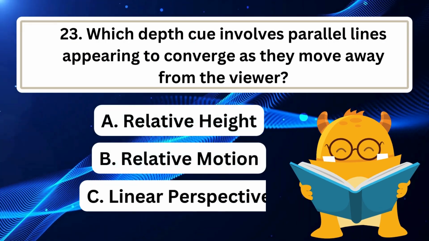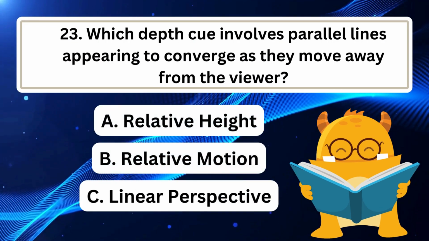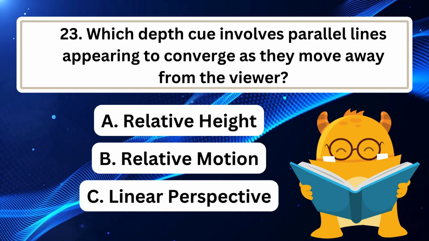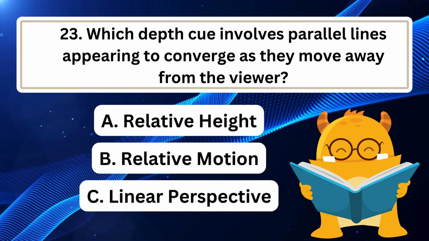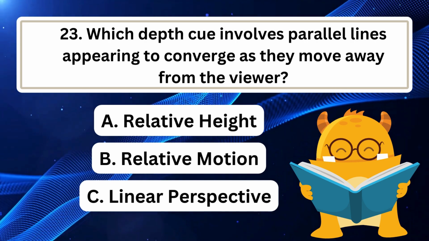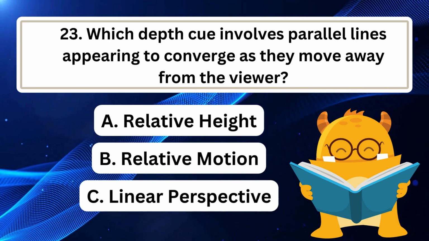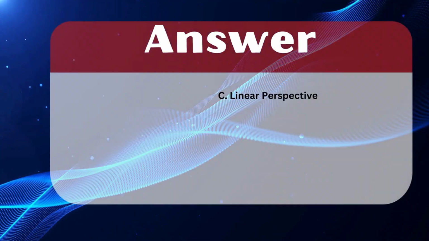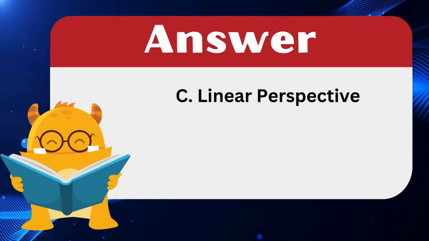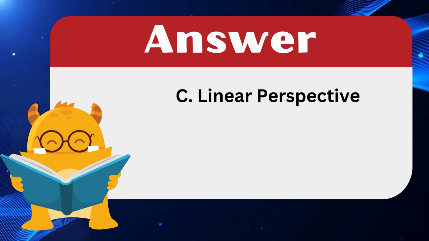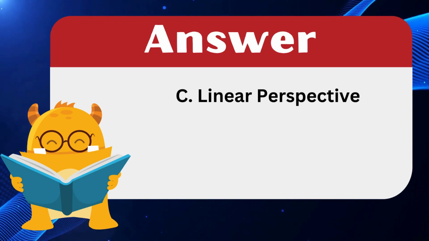23. Which depth cue involves parallel lines appearing to converge as they move away from the viewer? A. Relative height. B. Relative motion. C. Linear perspective. C. Linear perspective. Linear perspective is the monocular cue where parallel lines converge with distance.